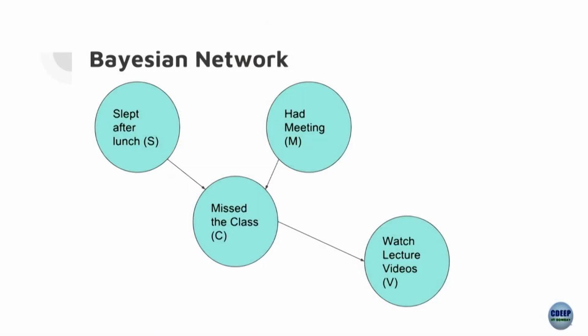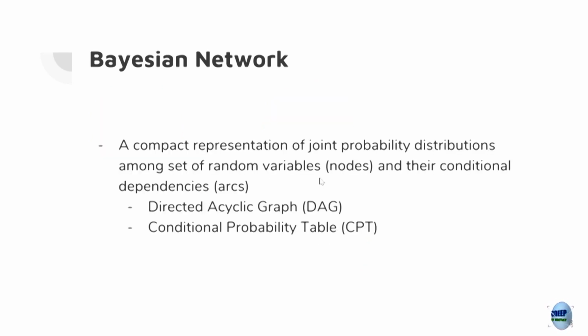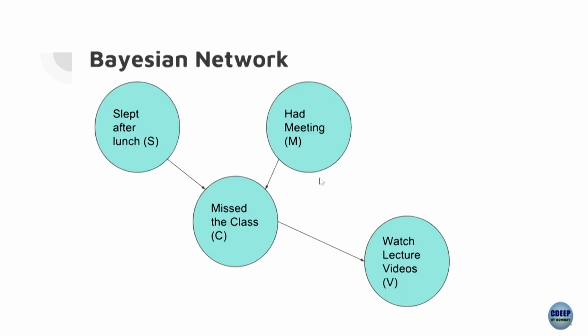Bayesian networks have one important property: all the events, all the random variables, S, M, all the nodes, we call them nodes, and the connection between two nodes is called an arc. The conditional dependencies and the random nodes, the connection between these two is called an arc. It is a basic in graph theory, right, nodes and arcs. Now, one particular thing in a Bayesian network is that all the nodes are conditionally independent. It is called conditional independence.